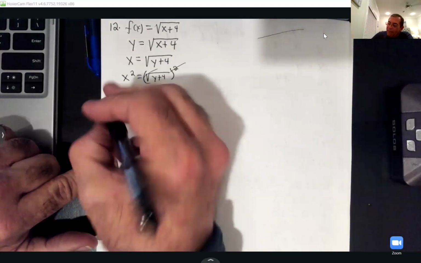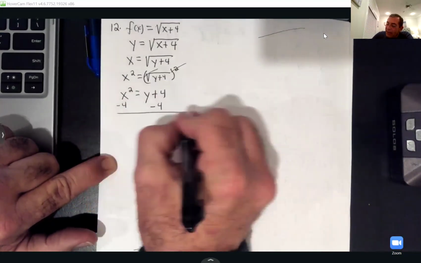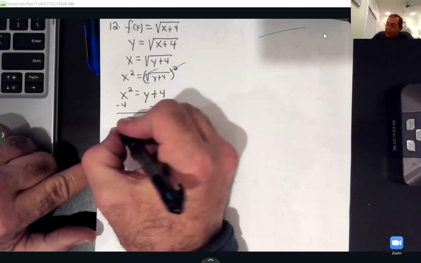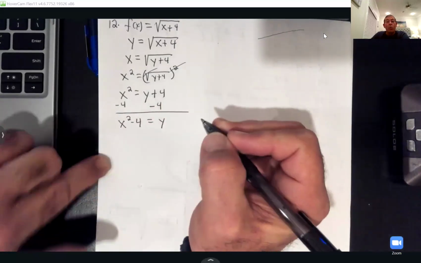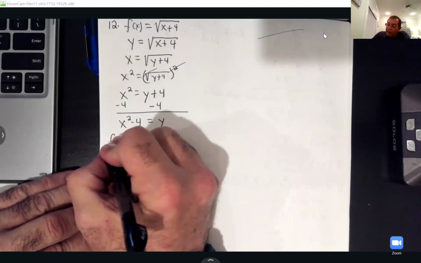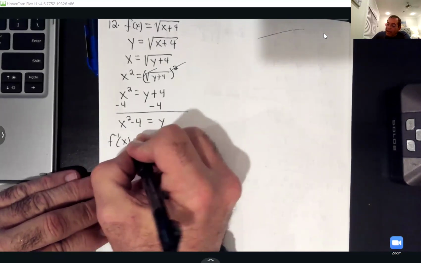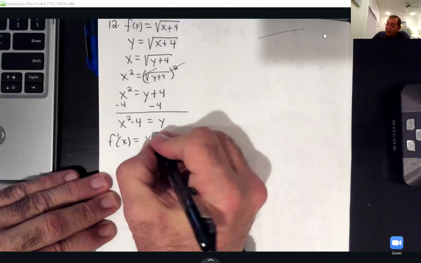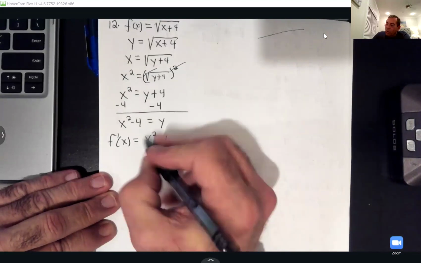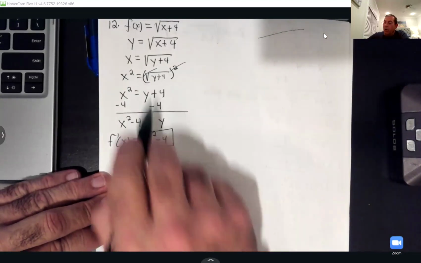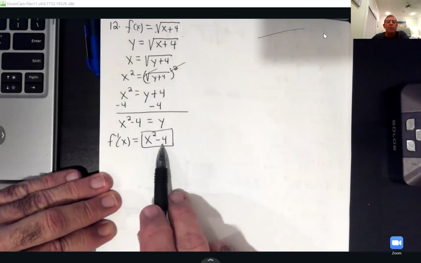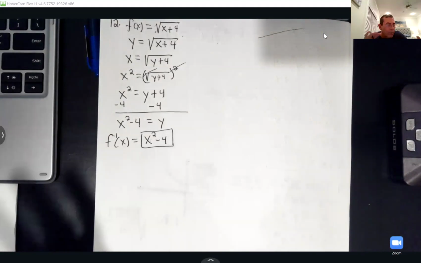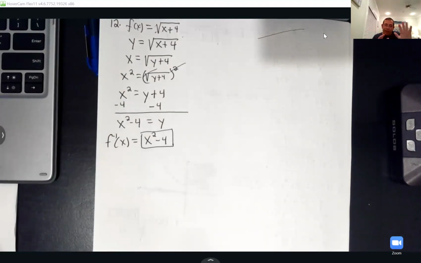So we're going to subtract that 4 from both sides. And I get my x squared minus 4 equal to the y. So here we go. F inverse of x equals x squared minus 4. So square roots, squares, adding 4, subtracting 4. I want y'all to notice those opposite signs going on these, okay?